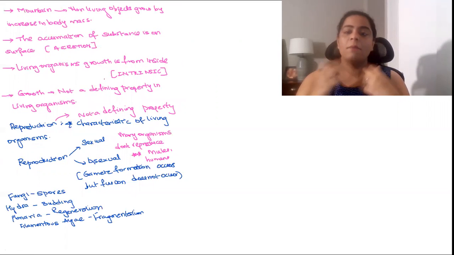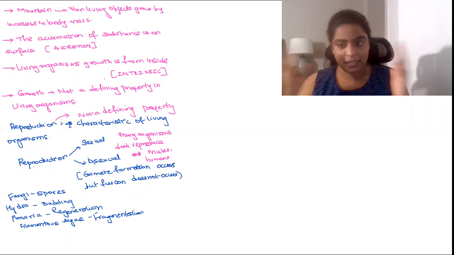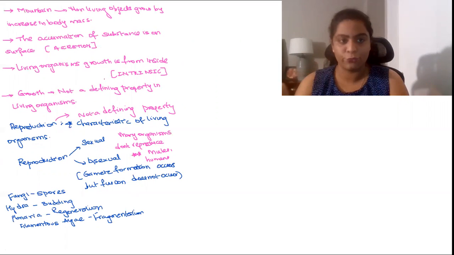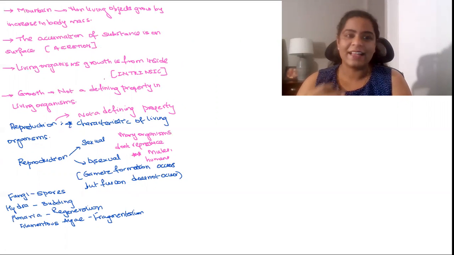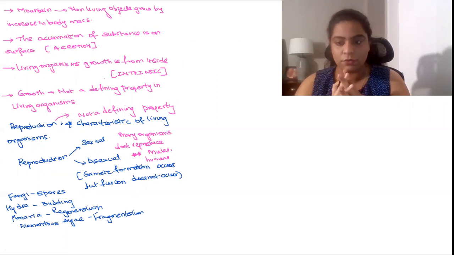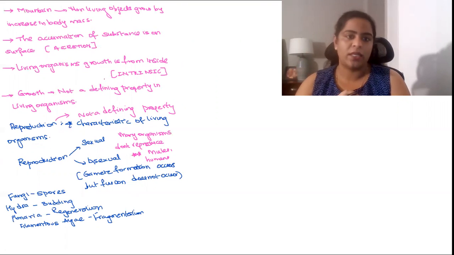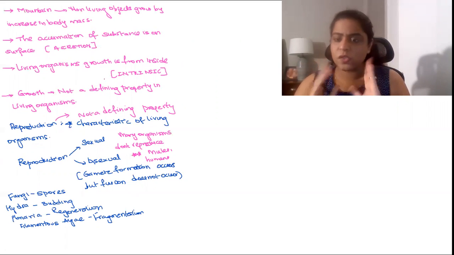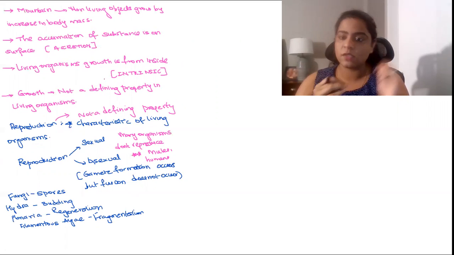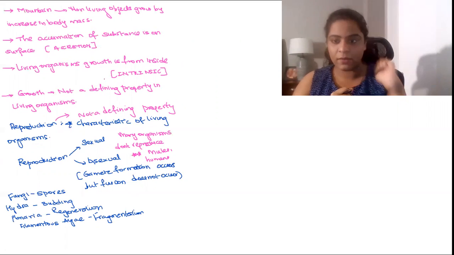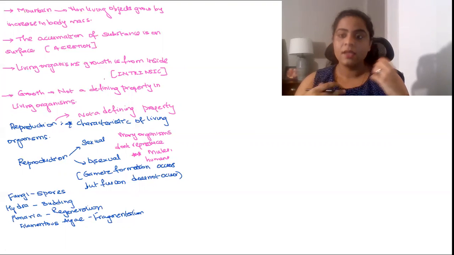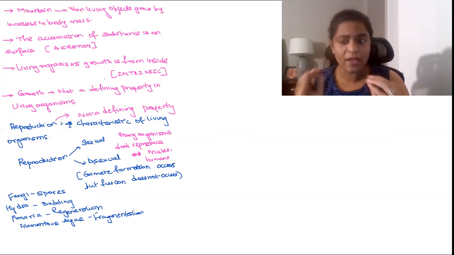Next, the mountain. I told you, because of accumulation of different things, it increases in size, and it is an extrinsic type of growth. Accretion is nothing but accumulation of substance on the surface. That is what we have seen in the mountain. Living organisms grow from inside, so it is called intrinsic growth. Growth is not a defining property of living organisms because a mountain is not living, but it is still growing. But I'm living, right? So there is a difference between them. Therefore, growth is not a defining property. Defining means that's the absolute way where you can say that this occurs only in living organisms.